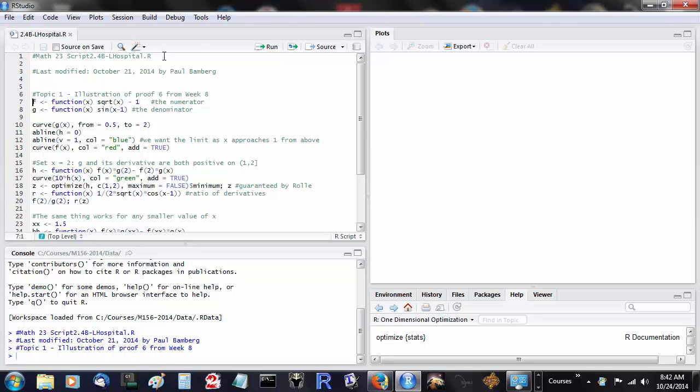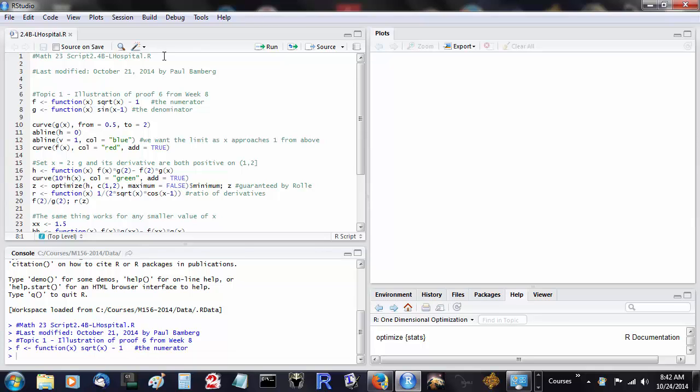In the numerator, I have the square root of x minus 1, which clearly goes to 0 as x approaches 1. And in the denominator, I'm calculating the sine of x minus 1. So when x equals 1, I'm calculating the sine of 0. We have a 0 in the denominator also.